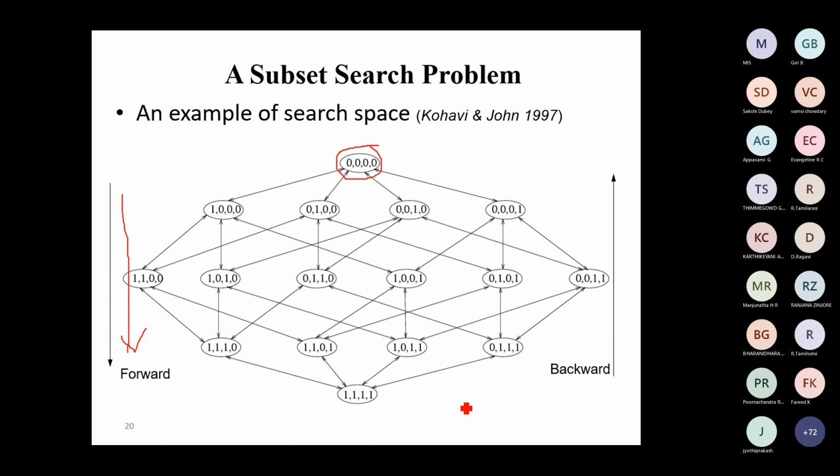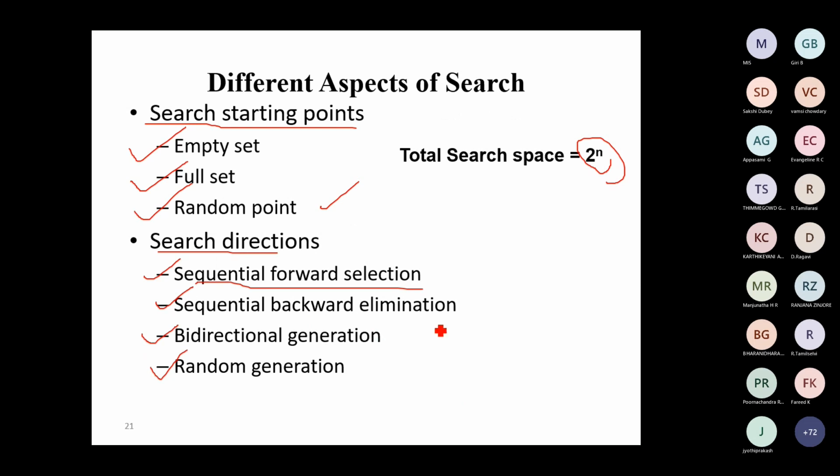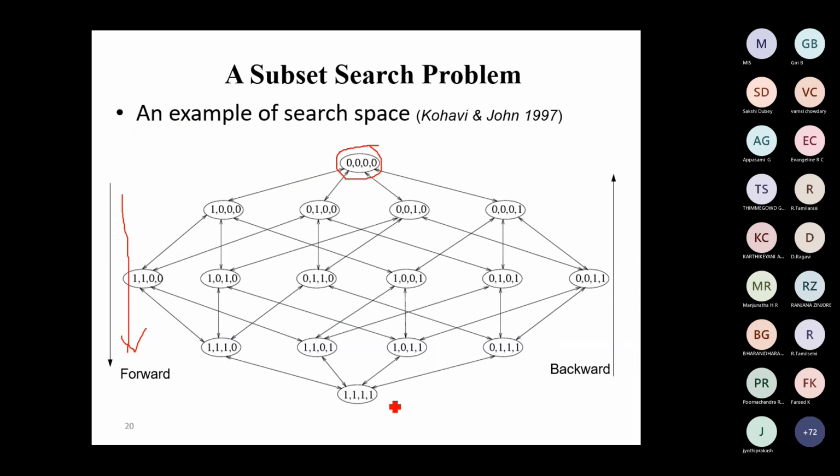And the next one is sequential backward elimination. We start with the full set and remove features one by one, going in the backward direction. We eliminate the features one by one. That is called the backward elimination approach. So sequential forward selection is where we start with the empty set and add one by one. If we start with the full set and remove one by one, that is called the backward elimination approach.